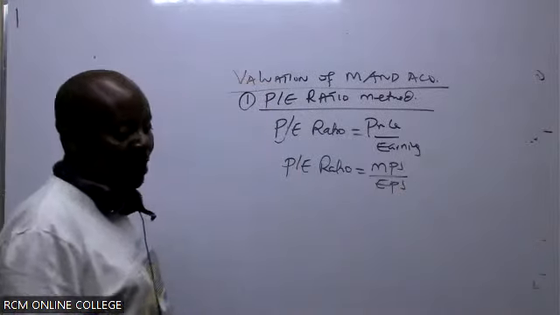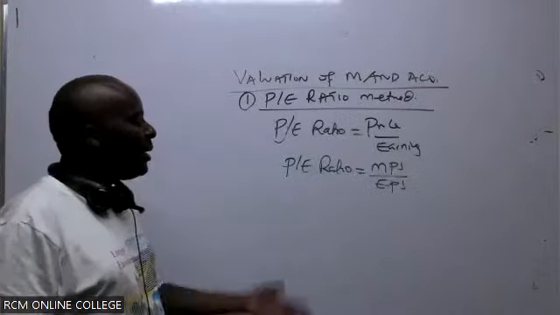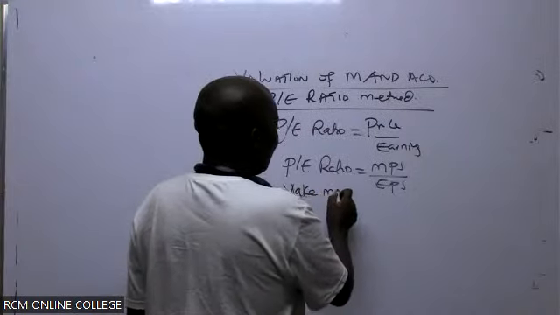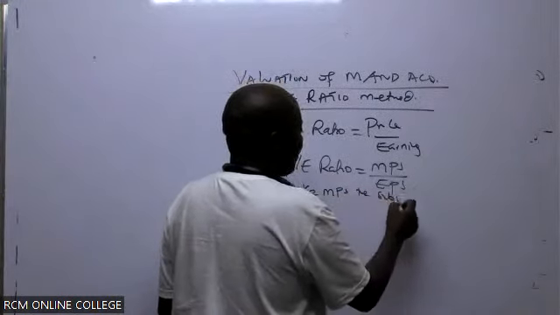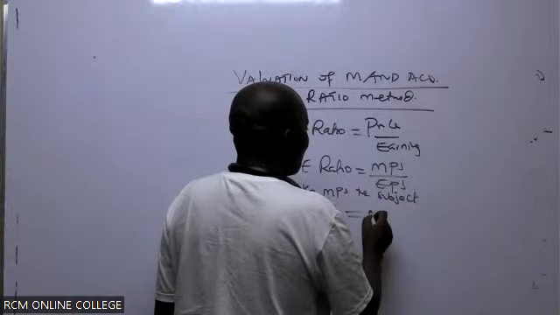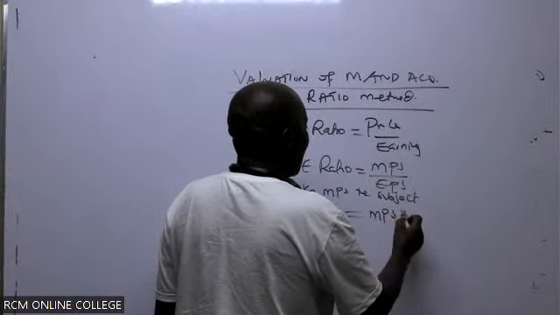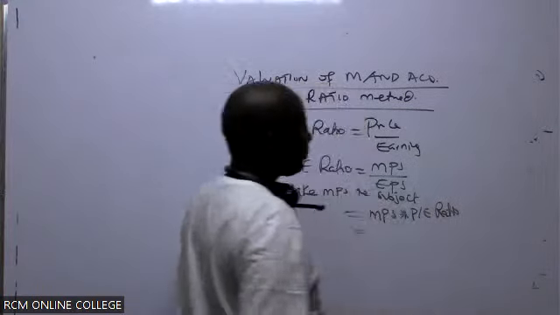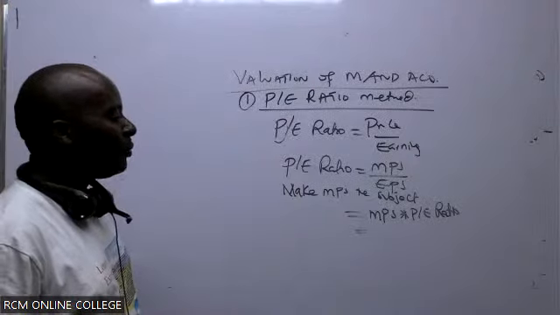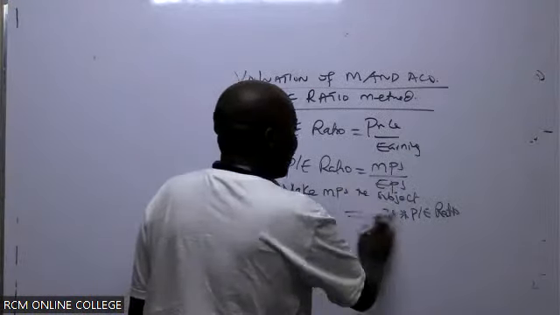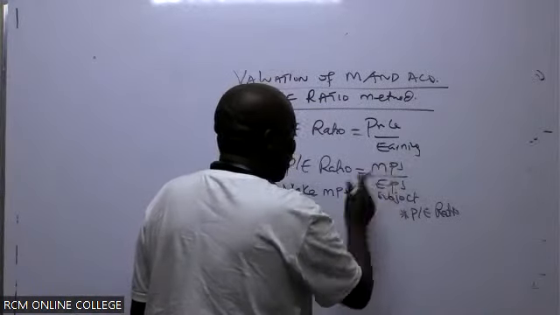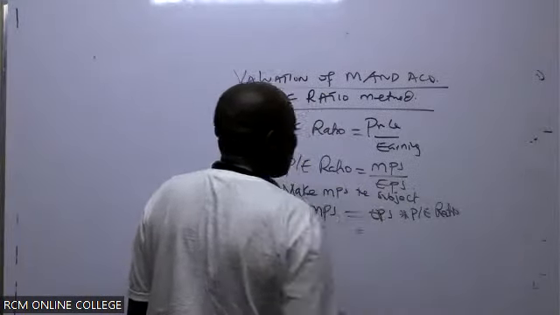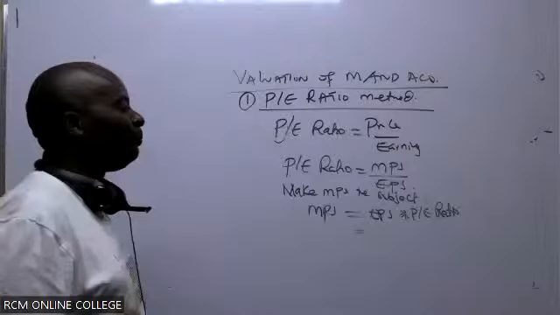PE ratio equals MPS over EPS. Please make MPS the subject of the formula. If you make MPS the subject, it should be left alone, so MPS will be equal to EPS times PE ratio.